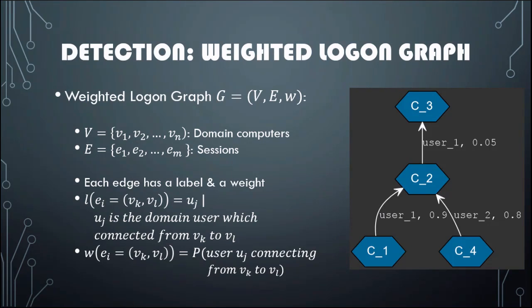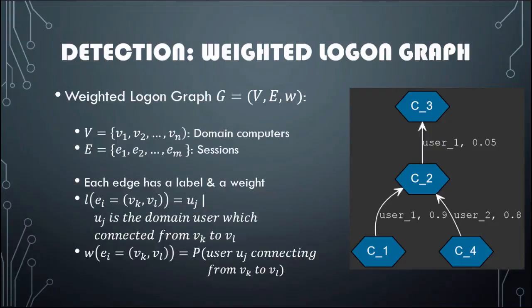Okay, next and last definition is a weighted logon graph. This is the same as the previous graph with an additional parameter on the edge. We're adding a weight to every edge in the graph, and that weight represents the probability of that user performing that connection. We still don't know how we compute this probability. This is just a definition. For example, here you can see that the probability of user 1 connecting from computer 1 to computer 2 is pretty high. It's 0.9. However, the probability of the same user connecting from computer 2 to computer 3 is pretty low. It's just 0.05. Okay, so this is just an example.